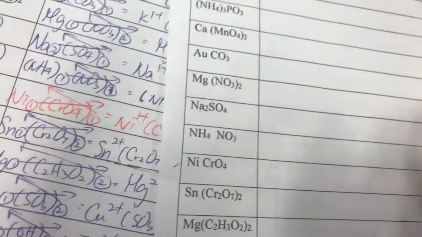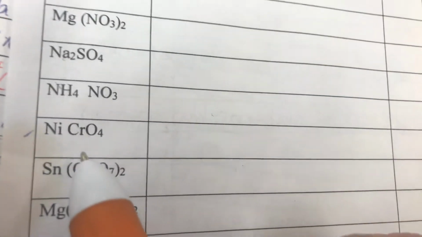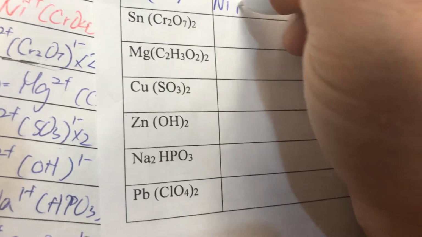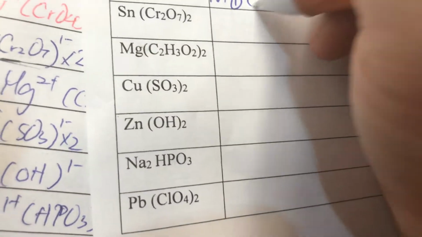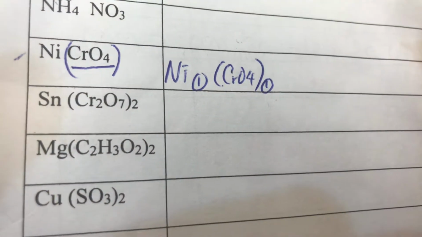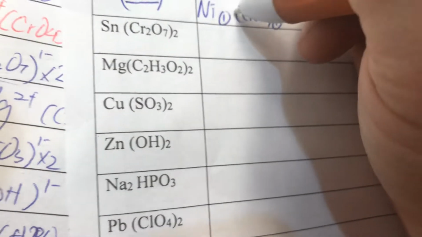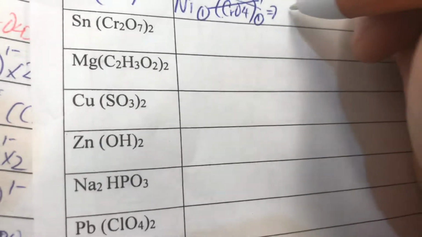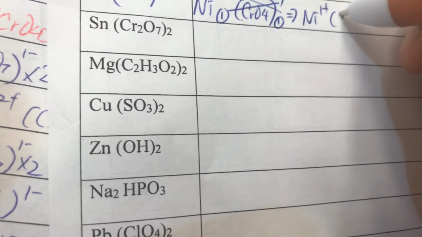Now I'm going to do one more question, NiCrO4. Now CrO4 is a poly. So we underline it and put parentheses around. So Ni 1 on the bottom, circle, (CrO4) 1. I put parentheses around CrO4 and I put the 1 outside and I brought it to the top. Okay, and I will get Ni 1+, (CrO4) 1-.